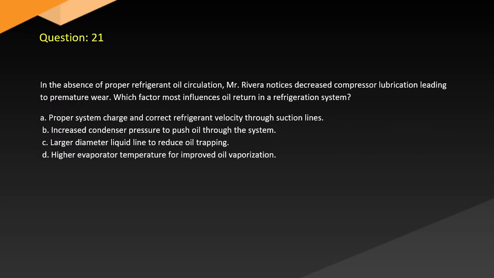Question 21. In the absence of proper refrigerant oil circulation, Mr. Rivera notices decreased compressor lubrication leading to premature wear. Which factor most influences oil return in a refrigeration system? A. Proper system charge and correct refrigerant velocity through suction lines. B. Increased condenser pressure to push oil through the system. C. Larger diameter liquid line to reduce oil trapping. D. Higher evaporator temperature for improved oil vaporization.